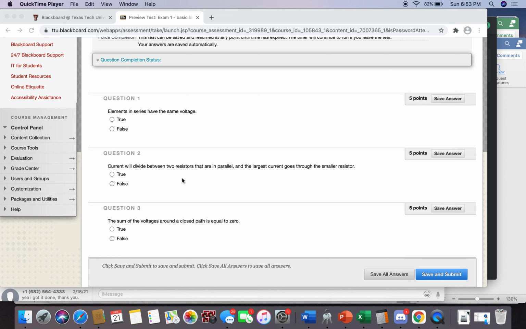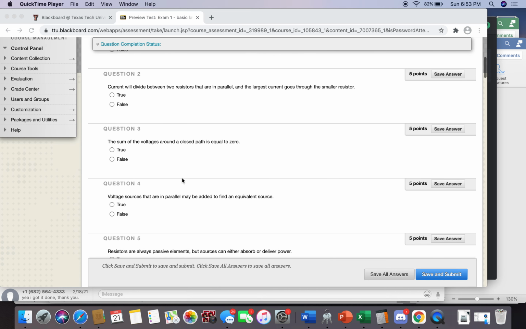Question 2, current will divide between two resistors that are in parallel and the largest current goes through the smaller resistor. That is true. Question 3, the sum of the voltages around a closed path is equal to 0. That is true. That is Kirchhoff's voltage law.